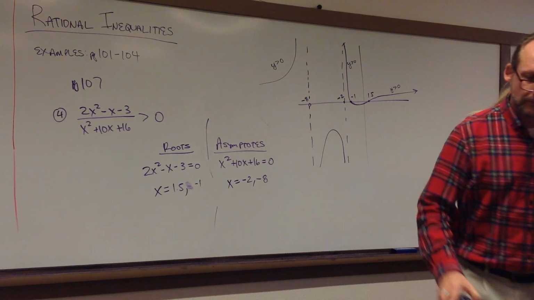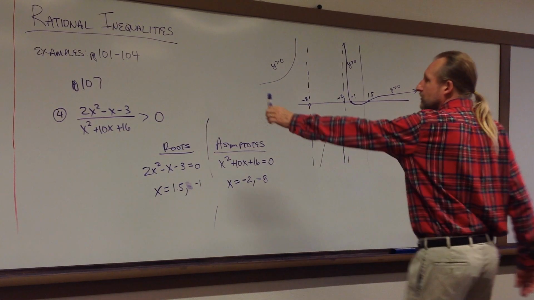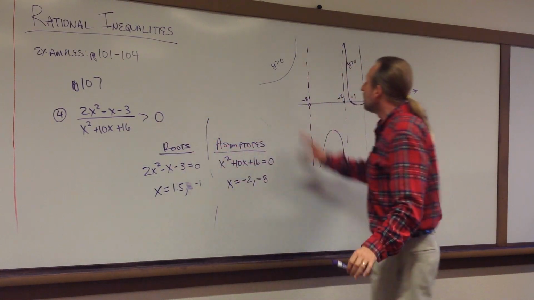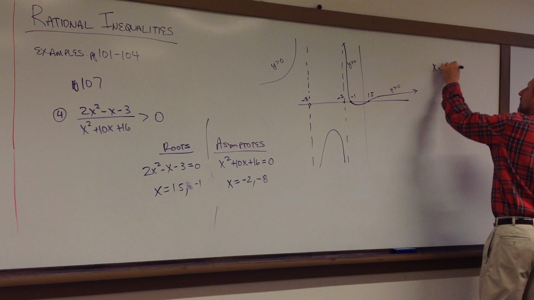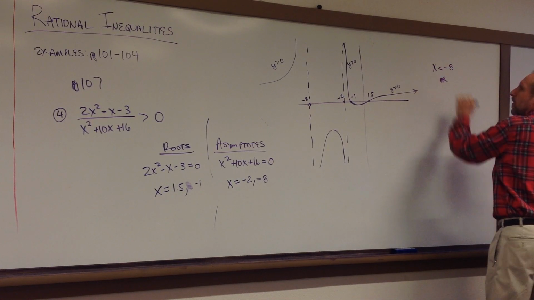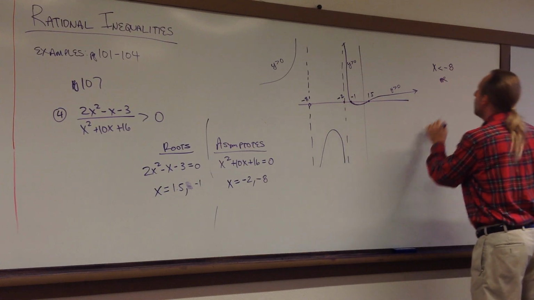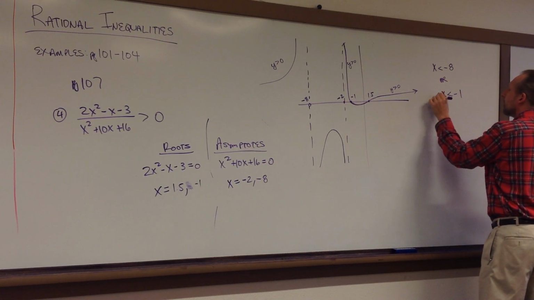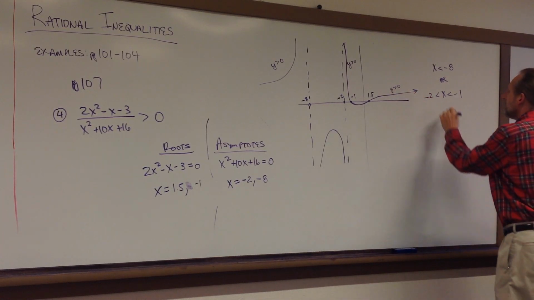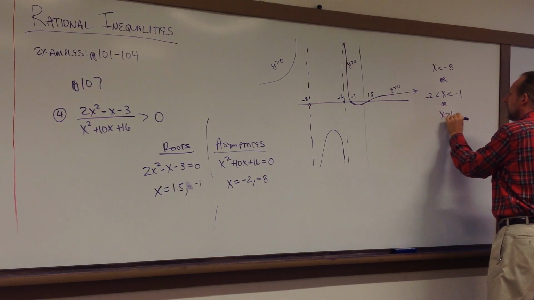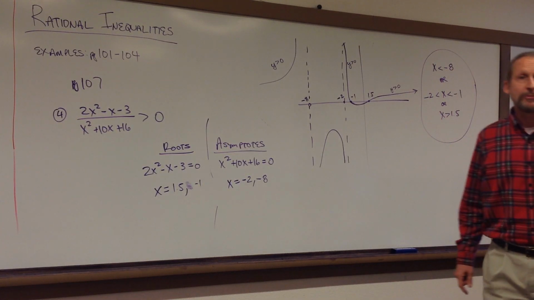Okay, so now, if we want to answer the question, where is y greater than 0? So here's one region out here, x less than -8. Or this region in here, this is x less than -1, but greater than -2. And then our third region is x greater than positive 1.5, and there's the answer for number 4.